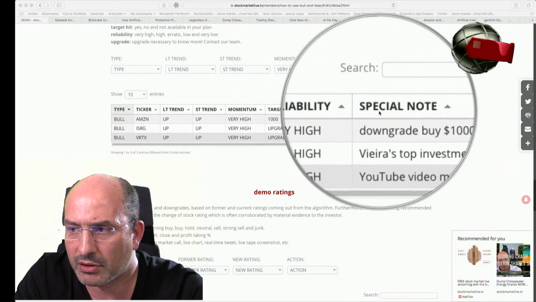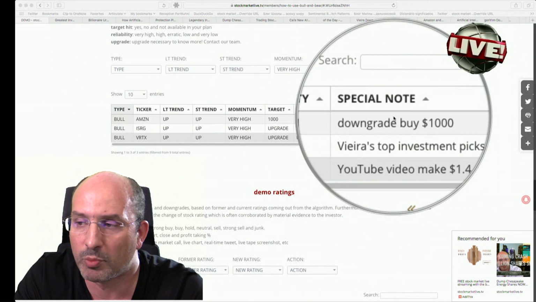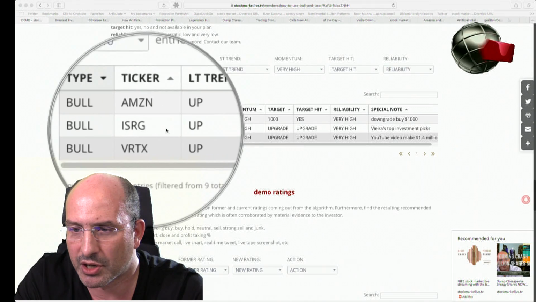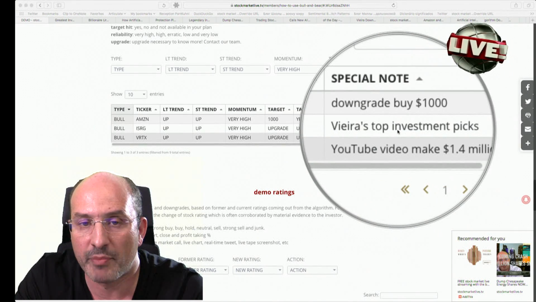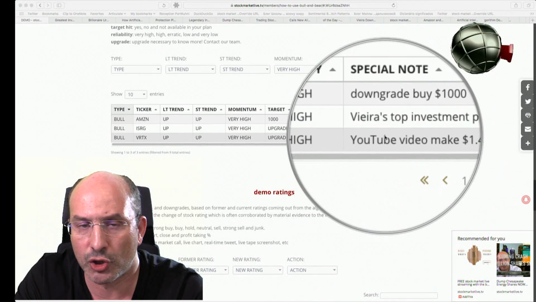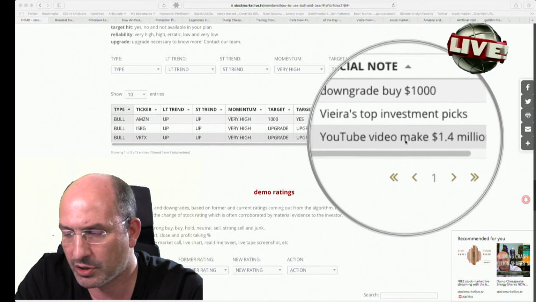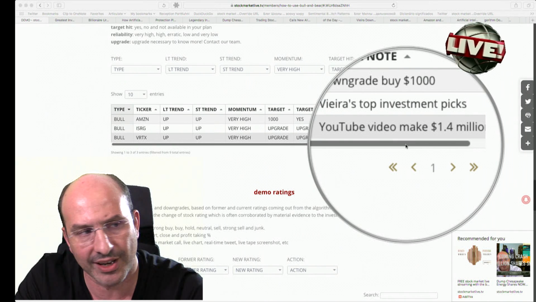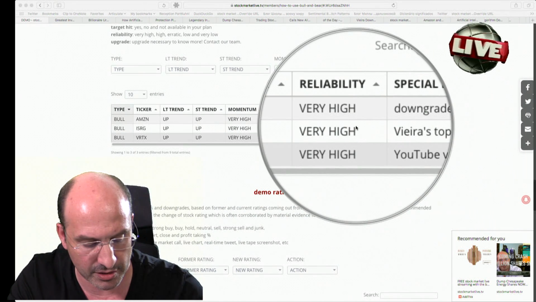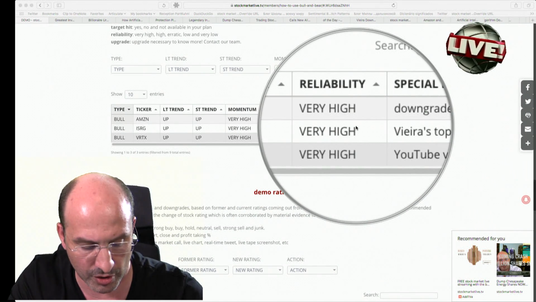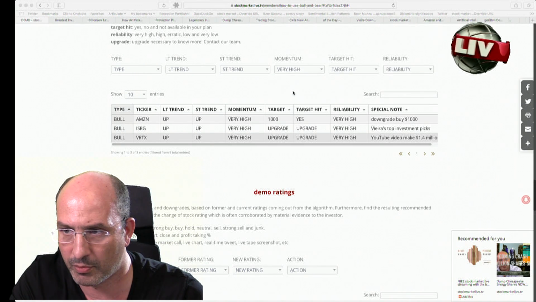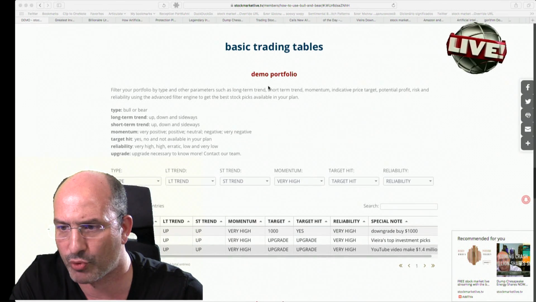And then you have here special notes. For example, there was a downgrade to buy at $1,000, okay? Here in the case of Intuitive Surgical, it's one of my top investment picks. And here in the case of Vertex Pharmaceuticals, there is a YouTube video saying that obviously you could make without any risk $1.4 million for small investors. I'm not referring to institutions or those that we have in autonomous trading, making by far more per week or even per day.